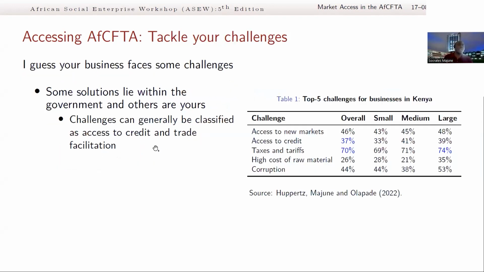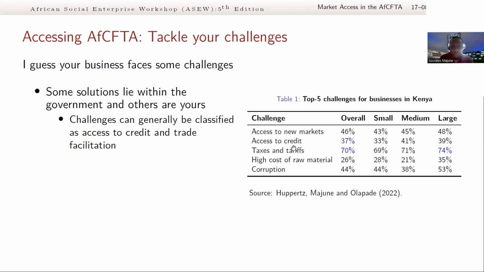So then the other thing is, as you access the market, it's good to understand what exactly are some of the challenges that are there. Like any business, you expect to have some challenges, or you're already facing some challenges. This table here shows the top 5 challenges for businesses in Kenya, from a survey that I conducted with some of my colleagues here.